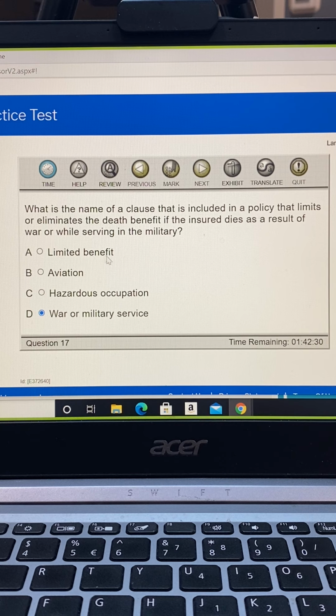This is more of a standard exclusion. Standard exclusions would be war, aviation, suicide, hazardous occupation and all that kind of stuff. Right, limited benefit doesn't even apply to this. Right.